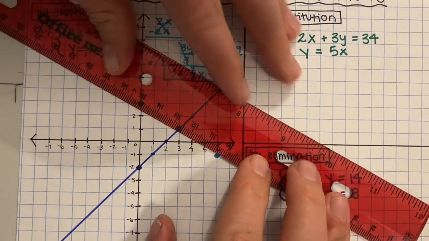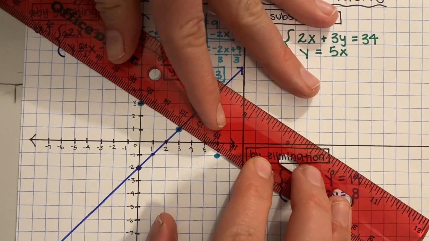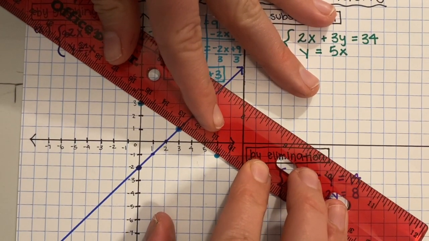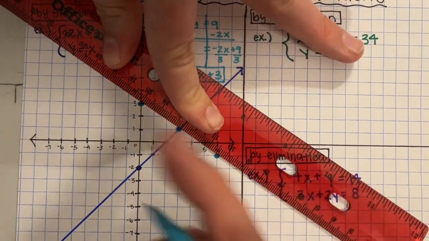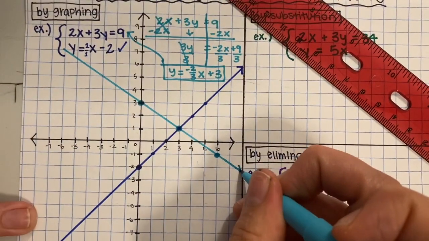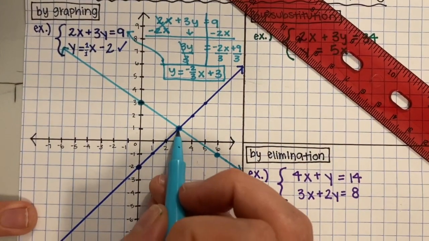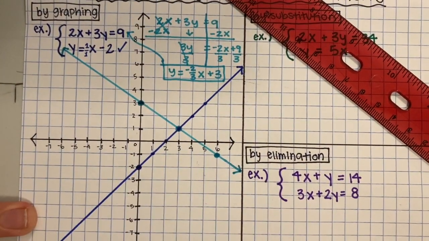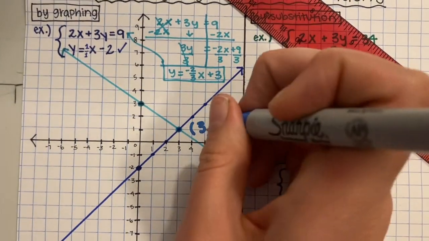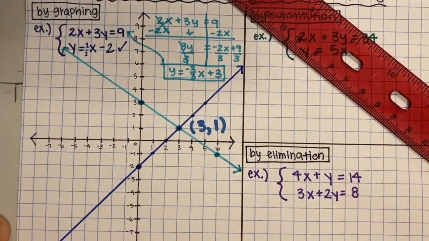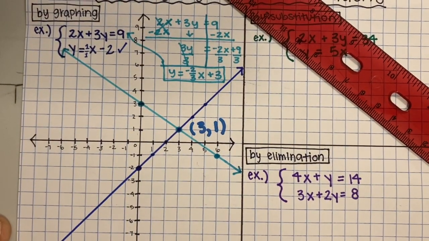I'm going to connect my dots and extend my lines in both directions, but I can actually already see what my intersection is. So the solution to this system of equations then is where they cross, which is this coordinate 3, 1. So this coordinate works for both equations.